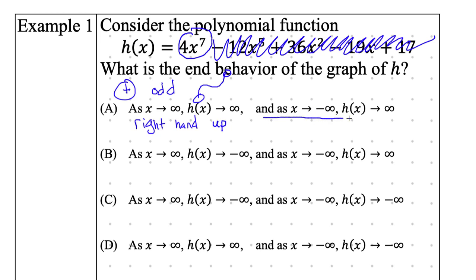Someone translate this whole sentence right now in terms of your hands. Say it louder, Leo. Left hand down. Almost. Left hand up. Perfect. Left hand up. Well, was our right hand up and our left hand up? No, it's not A. Which one of these is it?